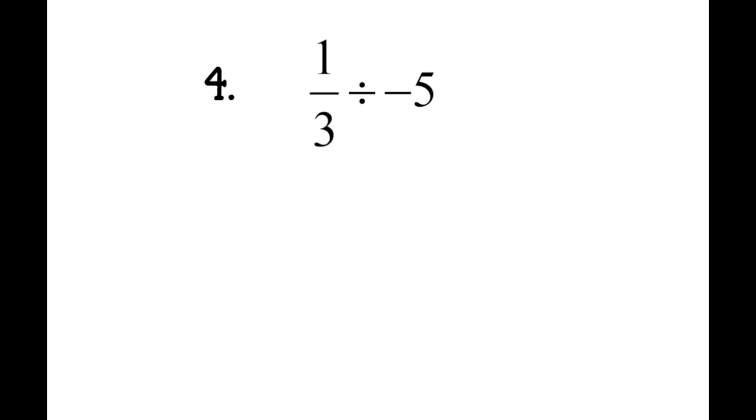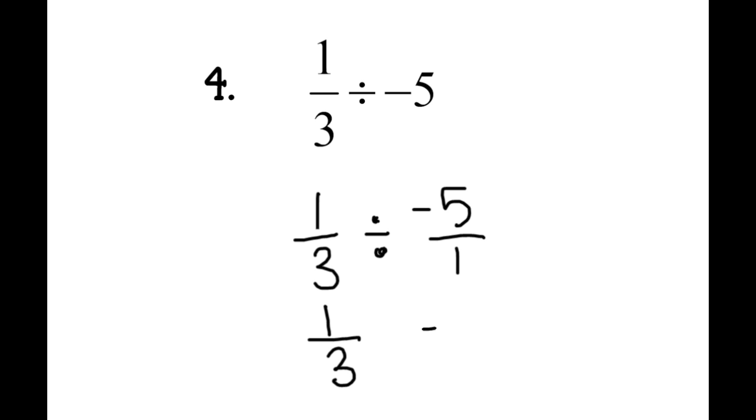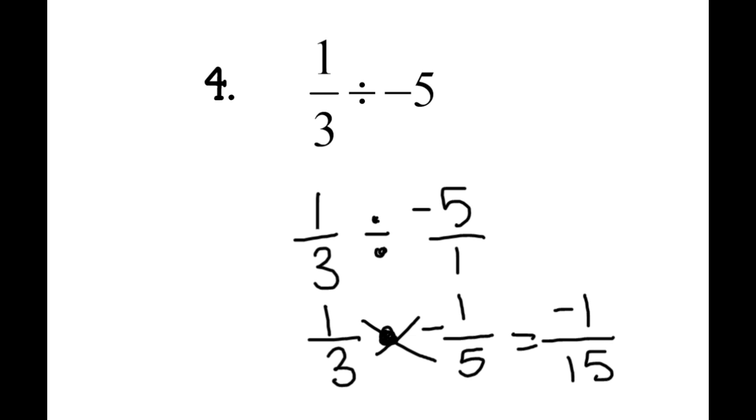Number 4, I have 1/3 divided by -5, so I keep my 1/3 as it is. I'm going to go ahead and write it out as a division problem with -5 as a fraction. It just helps me see it. Then I'm going to keep 1/3. I'm going to flip this to be -1/5, and I'm going to change division to multiplication. I'm going to look across, and I cannot reduce any. Then I'm going to take +1 times -1 is a -1, and 3 times 5 is 15. So I'm going to get -1/15 as an answer, and that cannot be reduced. So I circle it, and I am finished.